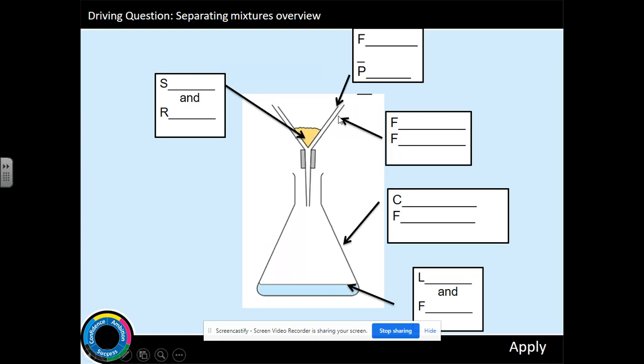The paper inside the filter funnel is the dash dash. This paper is found in the dash dash. What is the name of the glass material or object that we use to catch the liquid? It is called a dash dash. The name of this blue thing here is a dash and it's also called a dash. Now take a minute and draw the diagram. Remember, it doesn't have to be drawn to scale. Once that is completed, take a picture and send it into my email.